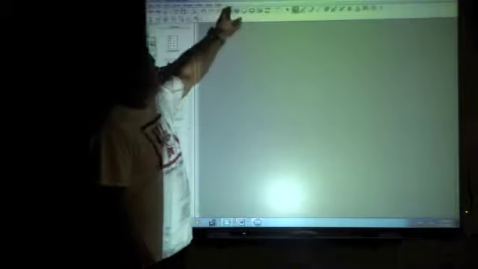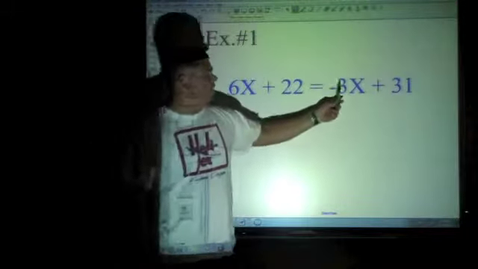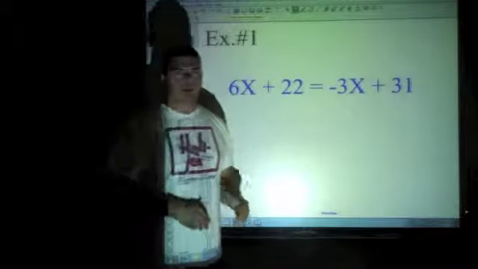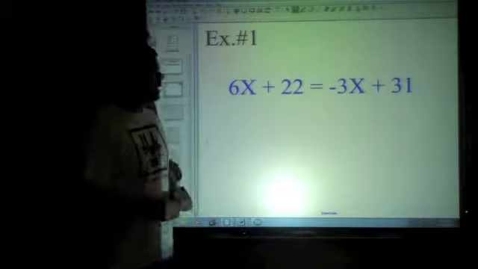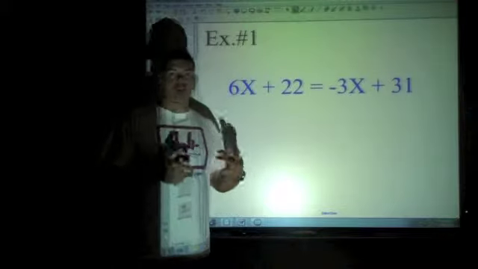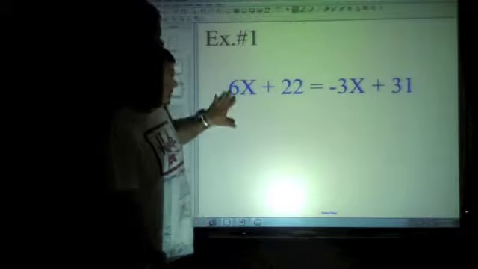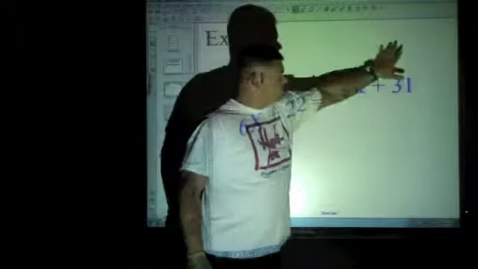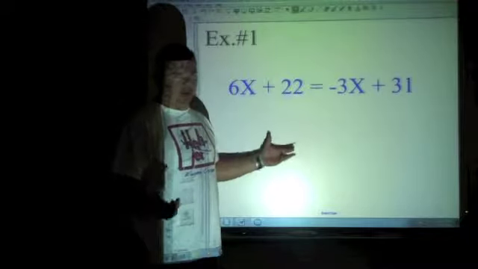This first example, 6x plus 22 is equal to negative 3x plus 31. Now we want to play the shuffling game. We got to play some separation here. We got to make a decision, and it doesn't matter what side, but we have to decide, do we want to make all the x's come to the left-hand side, or do we want to make all the x's move to the right-hand side? Again, it does not matter which side, you just have to make your choice.